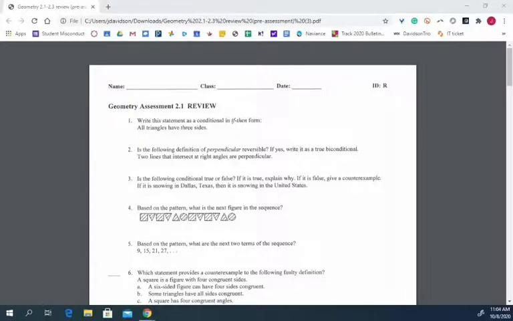Okay, here we go. Write the statement as a conditional in if-then form. All triangles have three sides. What do you guys think?